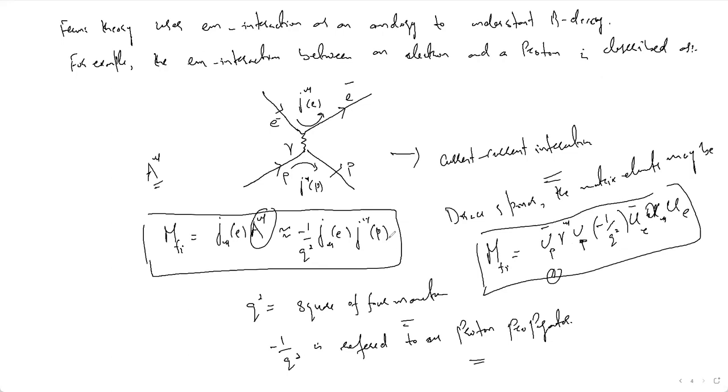I have not come to that yet. For now, just consider these two equations from the electromagnetic interaction between a proton and an electron. The matrix element is given by this process, and if I introduce the gamma matrices, then the matrix elements are as written.